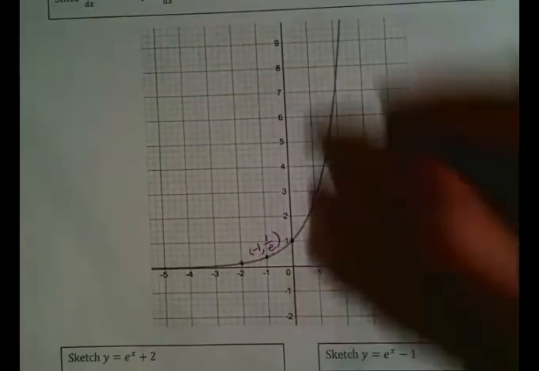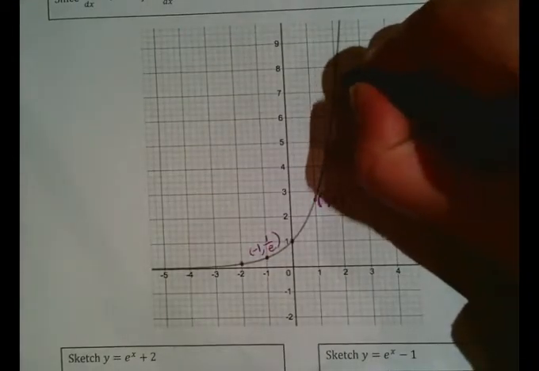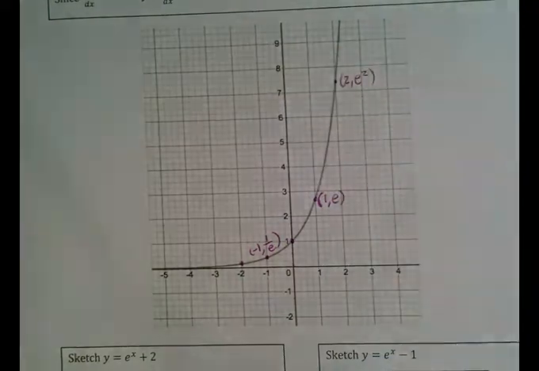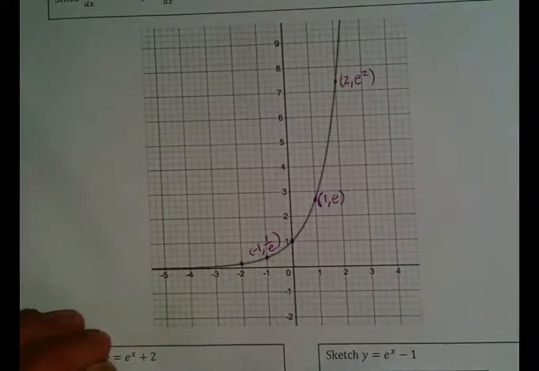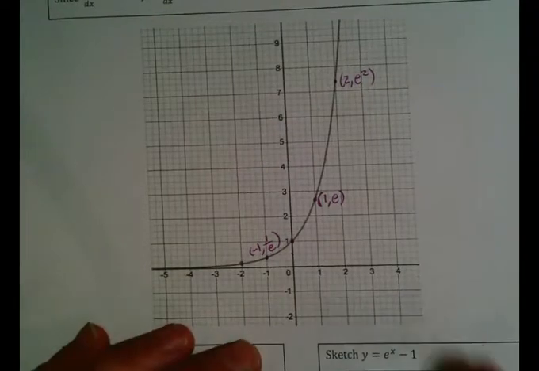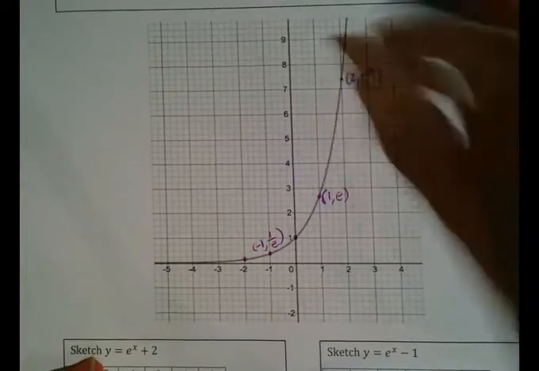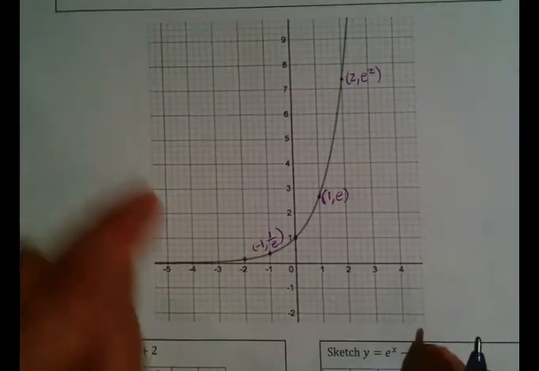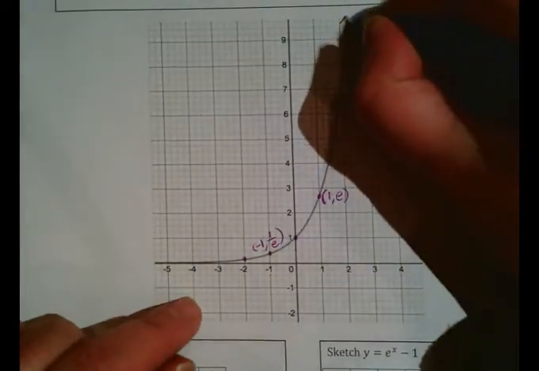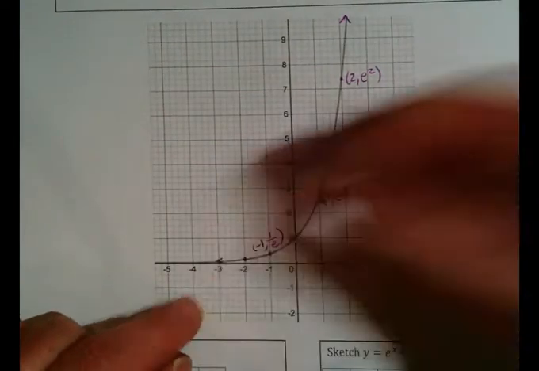And when x is 2, y is e squared. Now that would be here, 2, e squared. If you look at what the value of e squared is on your calculator, e squared is approximately 7.4. So that looks fine. That's about 7.4. Okay, now, so that is the exponential curve. Okay, so you can put arrows, all right.